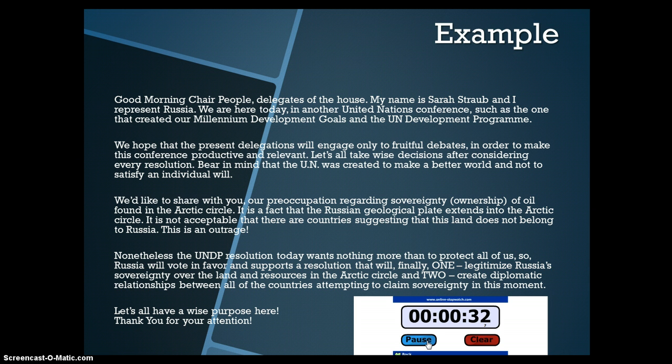We'd like to share with you our preoccupation regarding sovereignty of oil found in the Arctic Circle. It is the fact that the Russian geological plate extends into the Arctic Circle. It is not acceptable that there are countries suggesting that this land does not belong to Russia. This is an outrage. Nonetheless, the UNDP resolution today wants nothing more than to protect all of us. So Russia will vote in favor and support a resolution that will finally, 1, legitimize Russia's sovereignty over the land and resources in the Arctic Circle, and 2, create diplomatic relationships between all the countries attempting to claim sovereignty at this moment. Let's all have a wise purpose here. Thank you for your attention. I yield my time to points of information.